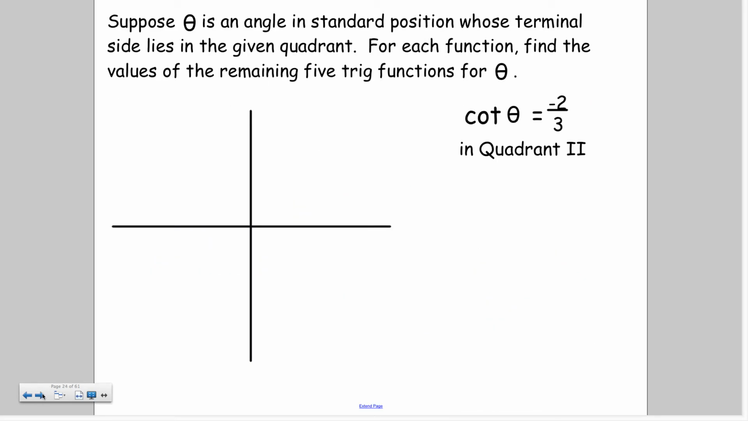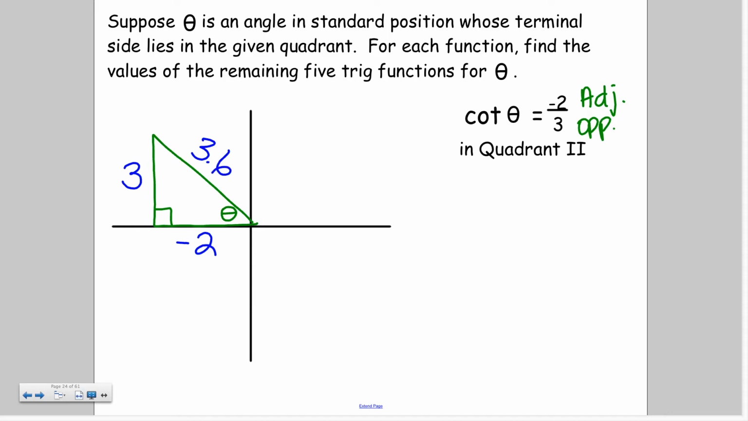Alright, you're given your cotangent, and you're told your triangle is in quadrant 2. So I'm going to go to quadrant 2 and draw my triangle. There's theta, there's my right angle. Cotangent is the opposite of tangent, which is opposite over adjacent, so this means it's adjacent over opposite. Our adjacent side is -2, and our opposite side is 3. Pythagorean theorem will give us our third side, which is √13.